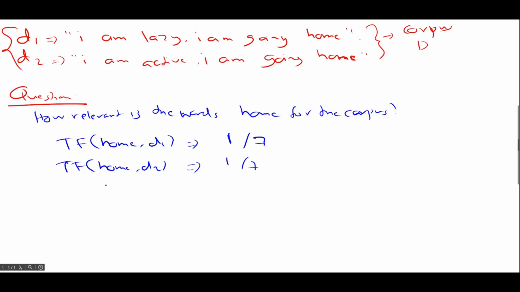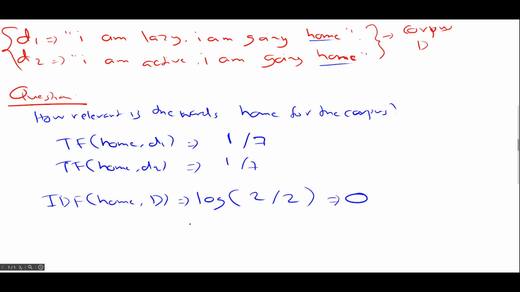Now we'll compute the inverse document frequency for the term home across our entire corpus, and for this we take a log of our total corpus size, which is 2, over the number of documents in which home appears, which is both of these documents, so this is also 2, so this results in 0.